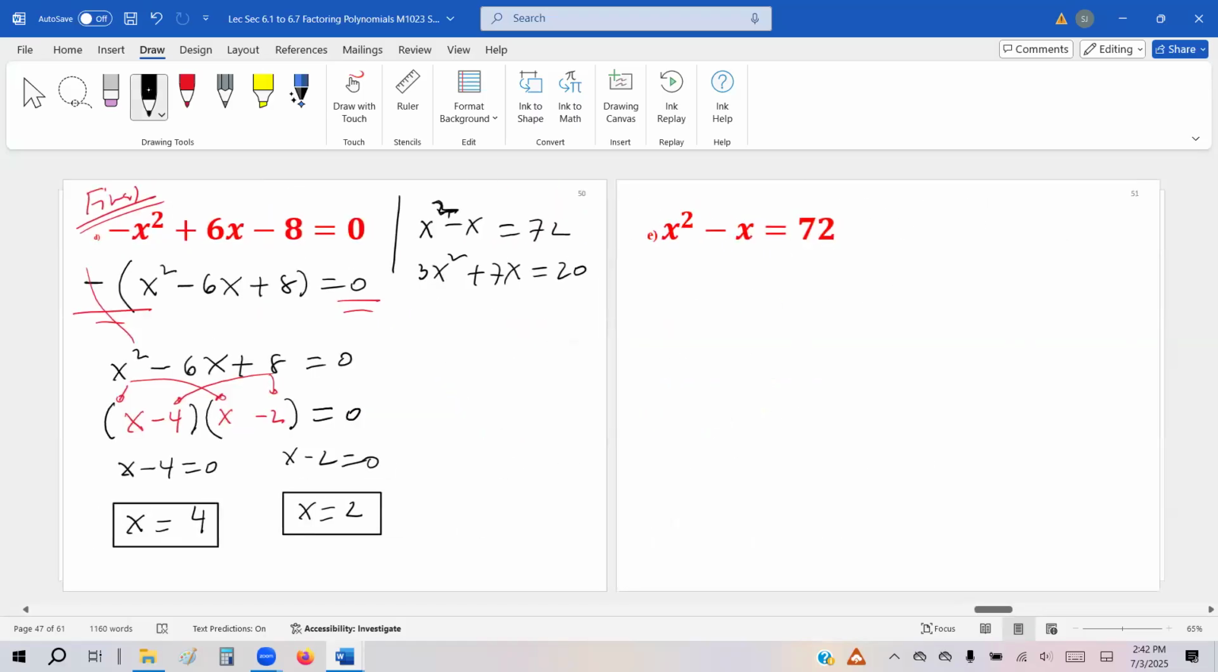Did you guys try the next two? x squared minus x equals 72, and the other one? You guys are almost done?